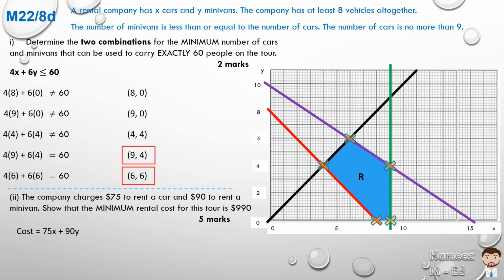So let's substitute that into our cost to see our totals. So the cost is 75 times 9 plus 90 times 4. In this combination, we're using 9 cars at $75 each and 4 minivans at $90 each, which works out to be $1,035. And similarly, if we substitute the second ordered pair that solves the equation in part 1, we have 6 cars at $75 plus 6 minivans at $90, which works out to be $990. As such, the minimum rental cost is $990.